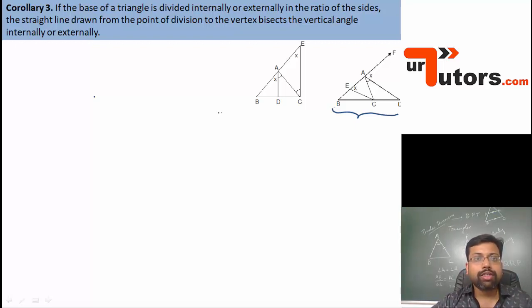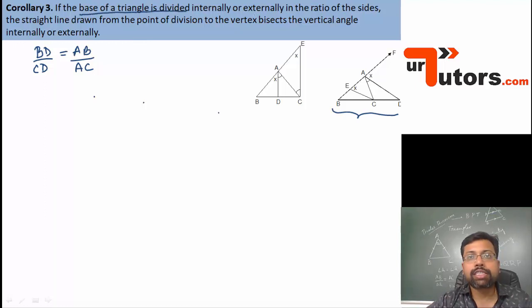So it's given in the triangle that BD by CD is equal to AB by AC. Where is it given? It says that if the base is divided internally in the ratio of the sides, if the base is divided by the line AD, by a straight line AD, the base is divided in the ratio BD is to CD.